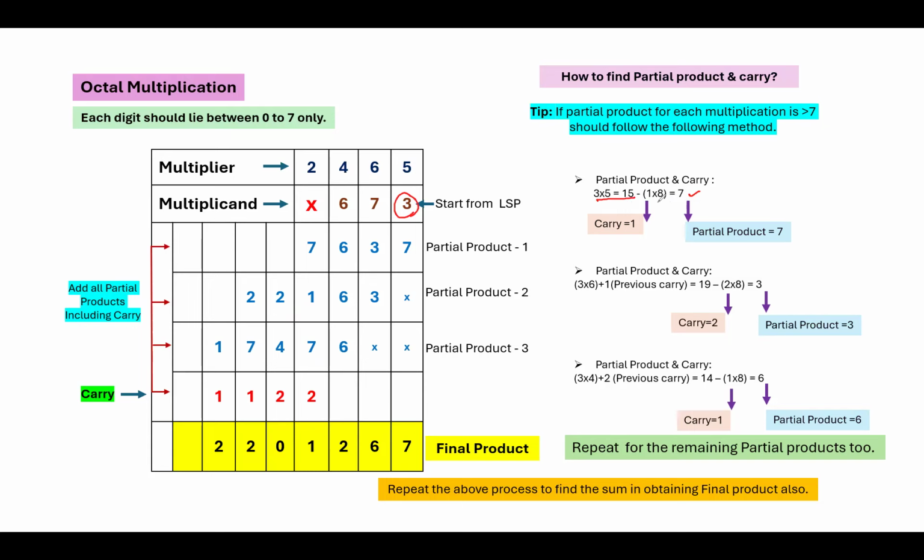So out of 15, only a single 8 is available. 1 into 8, the difference is 7. The 1 is the carry, and 7 is the partial product digit. Okay, now we should write the partial product digit as 7. Now keep in mind the carry is 1.